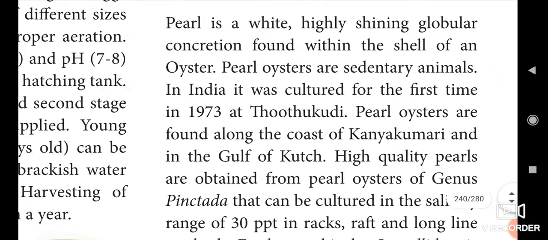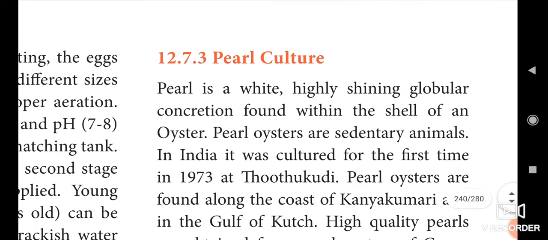Next we see about pearl culture. What is meant by pearl? Pearl is one kind of bead, isn't it? Yes. Here the pearl is a white, highly shining globular concretion found within the shell of an oyster. The shell of an oyster.